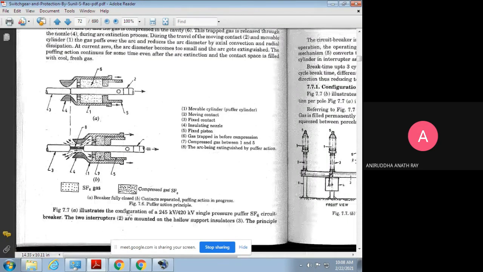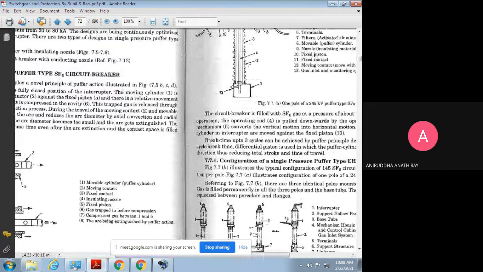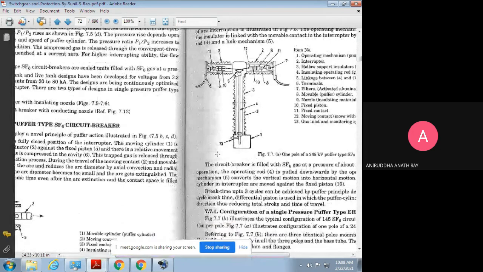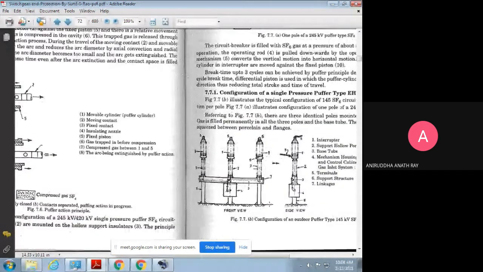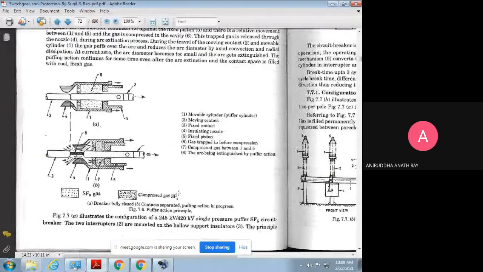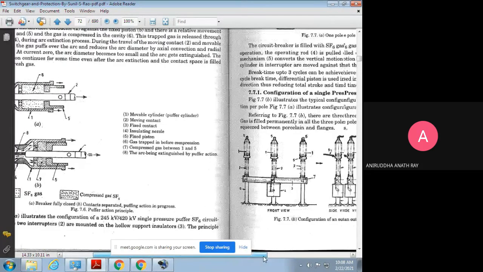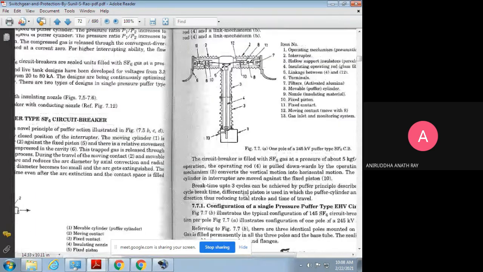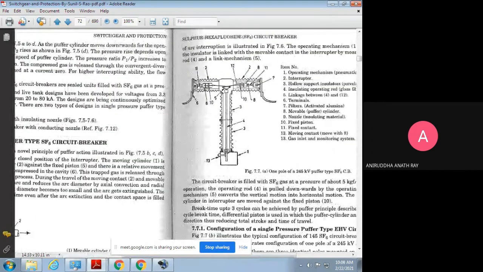Figure 7.7a, this is the actual figure. The figure illustrates a configuration of a 245 kV or 420 kV single pressure puffer SF6 circuit breaker. The two interrupters are mounted on the hollow support insulators. Let us locate the interrupter and the hollow support insulator. Component number two is the interrupter.